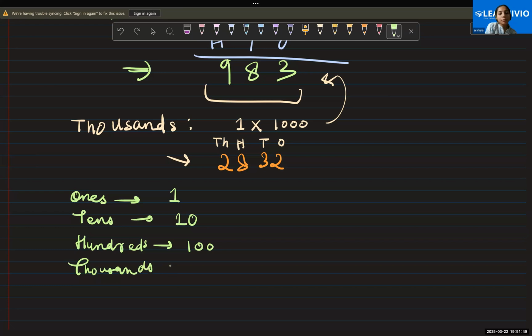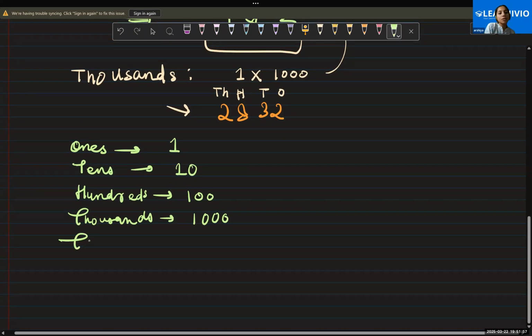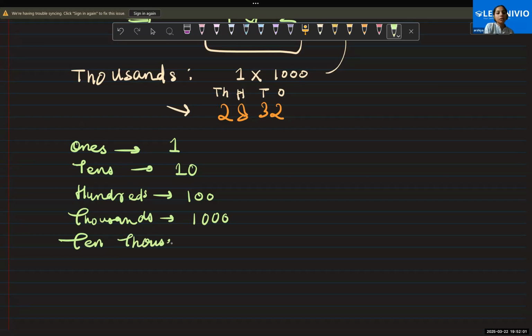How many zeros are there? There are 3 zeros. Correct. Now, the next term is 10,000s. So 10, and let's write the whole thing. 10,000s. Now, do you see a pattern that we are just increasing one zero? Like there was no zero here, then I added one zero, then one more zero, one more zero.